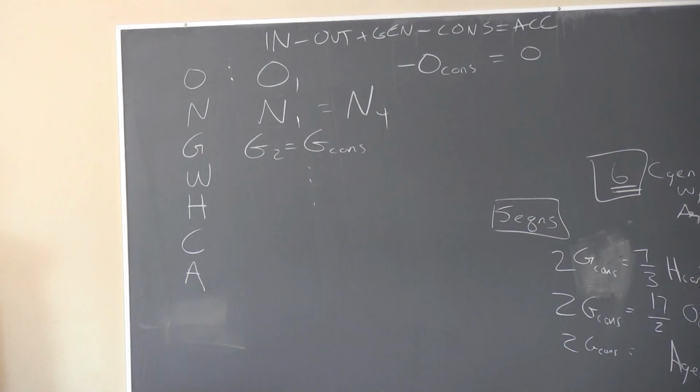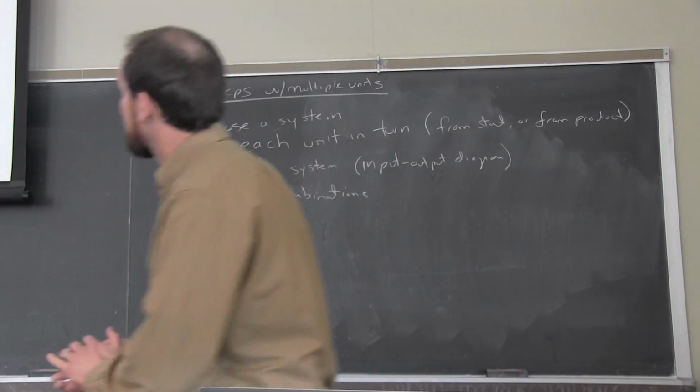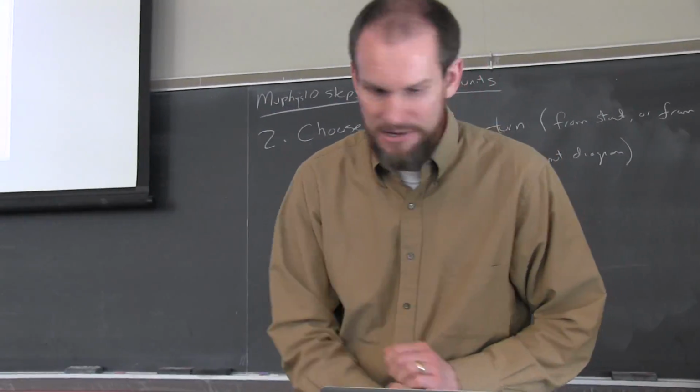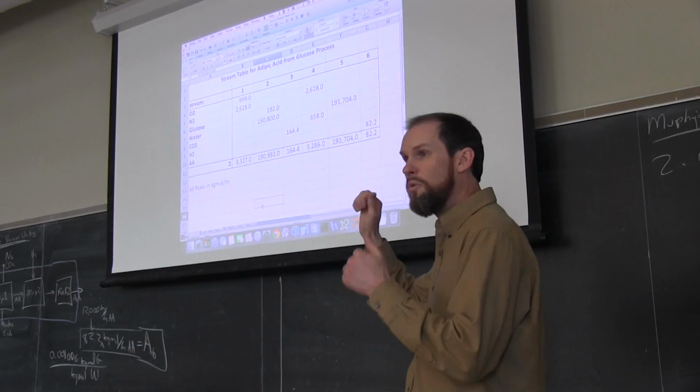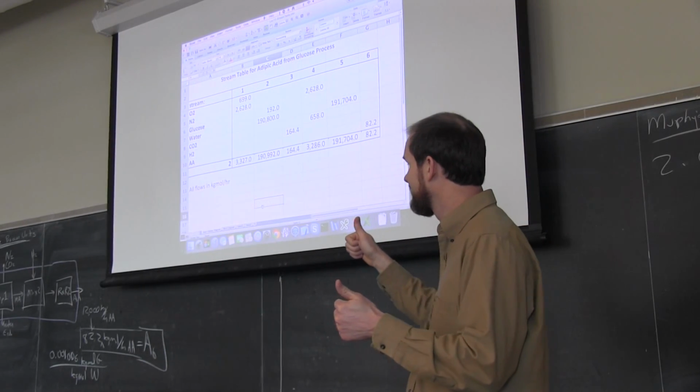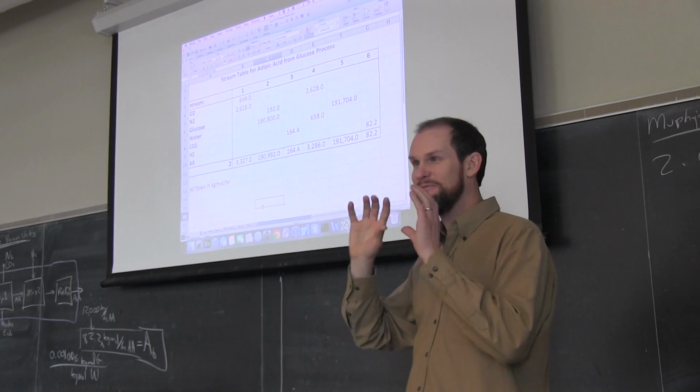You could have a list there. Any questions about this? How would I organize this? I would make a stream table. Stream 1, 2, 3, 4, 5, 6, and I would put numbers in. Oxygen, 699 moles, nitrogen, 2628 moles. Stream 2, stream 3, each of the 7 components, put all that together. It's a nice, convenient way to take a big problem with lots of streams. Do that. Once you solve that, we're partway done. That was the first system we chose.